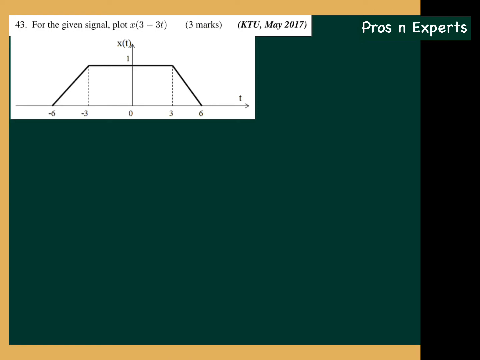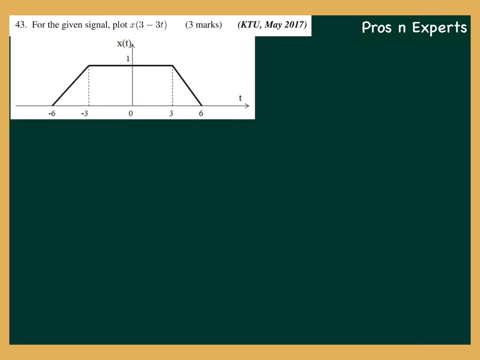Okay, so what's the next question? For the given signal, plot x of 3 minus 3t. The question is to plot x of 3 minus 3t, but you know x of 3 minus 3t is the same as x of minus 3t plus 3. So again we have a shifting operation as well as a scaling operation occurring in this signal processing.